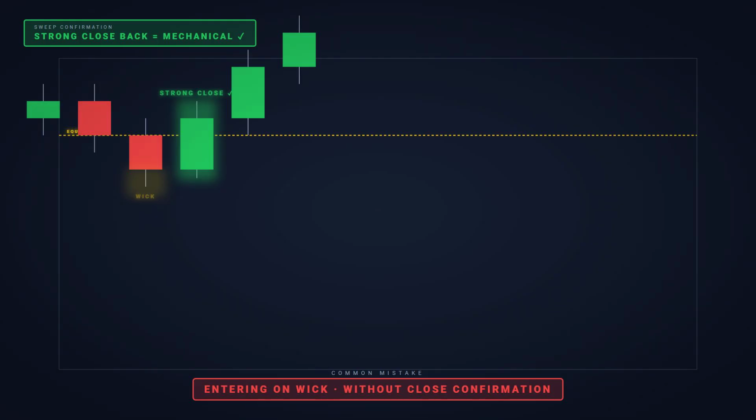Sweeps that continue lower are not unusual. They happen when the institutional order at that level wasn't sufficient to reverse the flow, and price proceeds to the next liquidity pool deeper in the range.